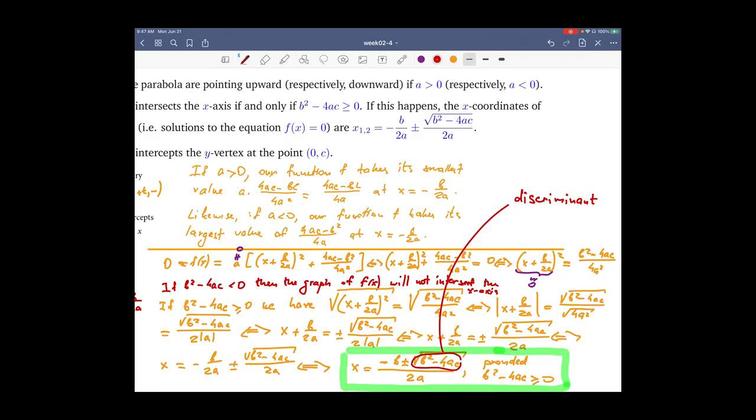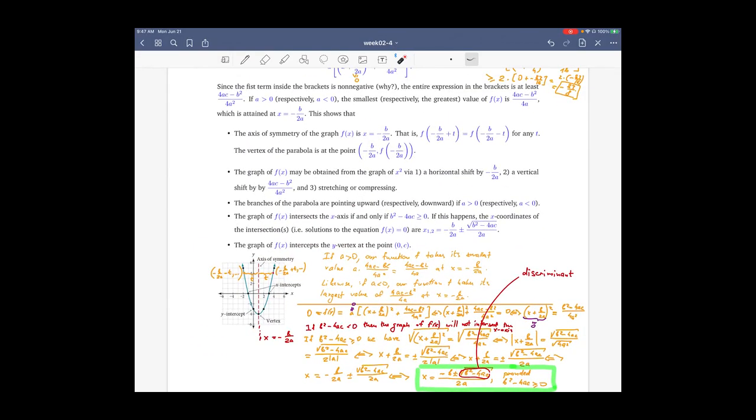Also note that if this expression is exactly 0, so this part disappears, our parabola will intersect with the x-axis at only one point, negative b over 2a, and as we know, that point is the vertex of the parabola. So in that case, the parabola will touch the x-axis.